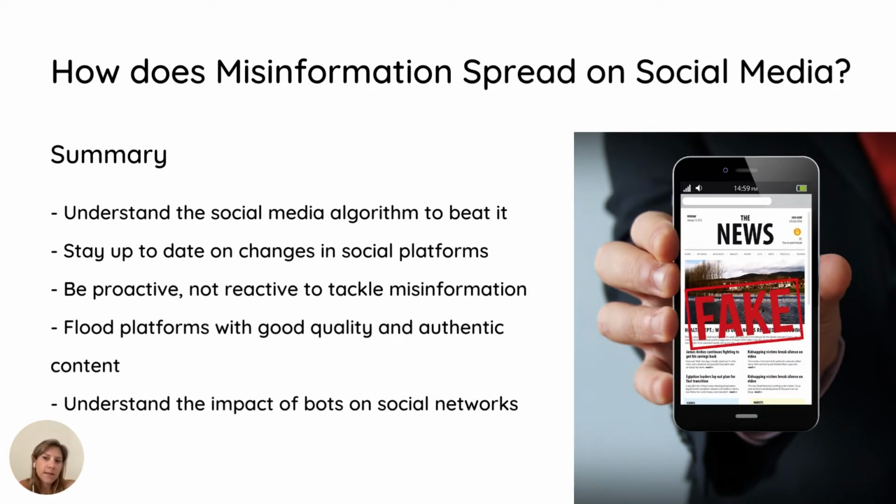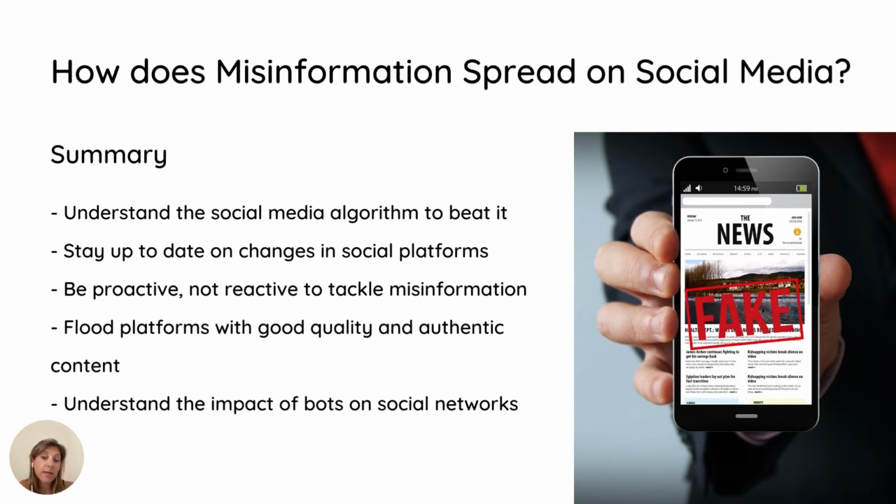So what does this all mean in the overall picture of how misinformation spreads on social media? We can't really change the algorithm of social platforms, but we can understand how they work, so we can work around it. And it's also important to stay updated on these constant changes because they happen more often than we think. Another important point to highlight here is that content vacuum from trusted sources allows for misinformation or misleading posts to take hold. So it's important to be proactive with content, not only reactive by debunking misinformation.